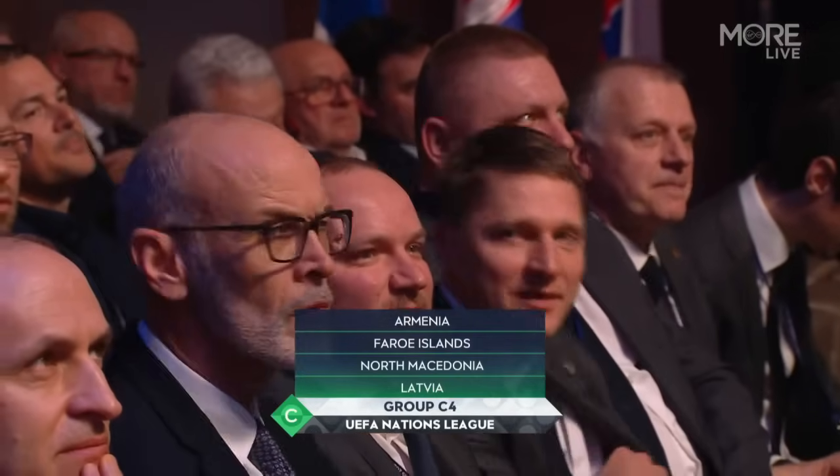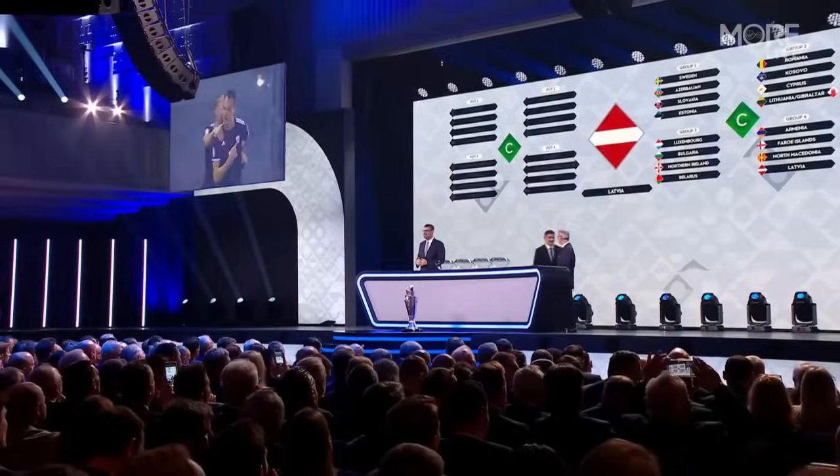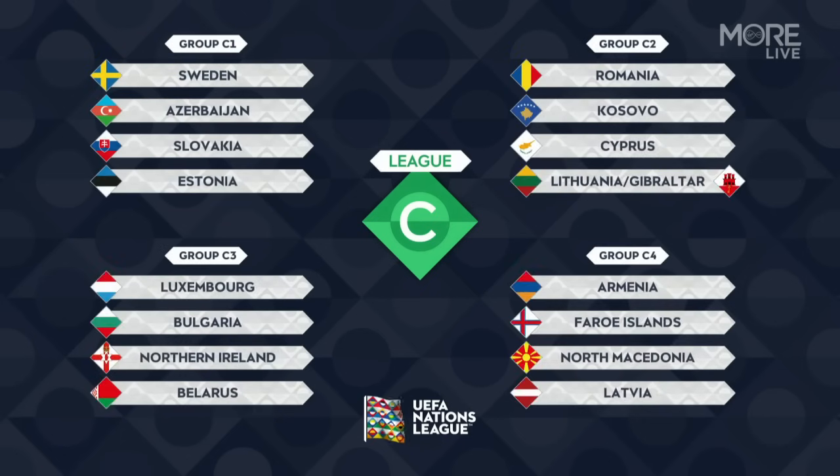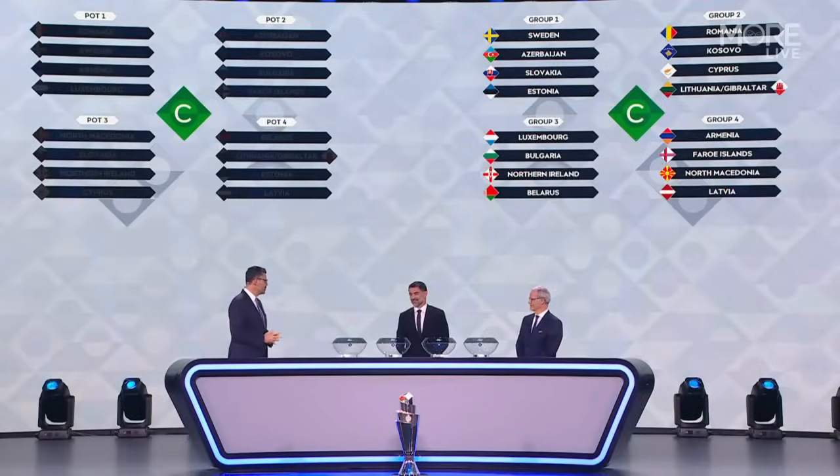Thank you, gentlemen. A lot of reactions here in the room. Let's have a look at League C to check what it looks like. In C1, we have Sweden, Azerbaijan, Slovakia, and Estonia. In C2, it's Romania, Kosovo, Cyprus, and either Lithuania or Gibraltar. In C3, Luxembourg, Bulgaria, Northern Ireland, and Belarus. And in C4, Armenia, Faroe Islands, North Macedonia, and Latvia. Thank you, Giorgos. Ladies and gentlemen, Giorgos Karagounis.